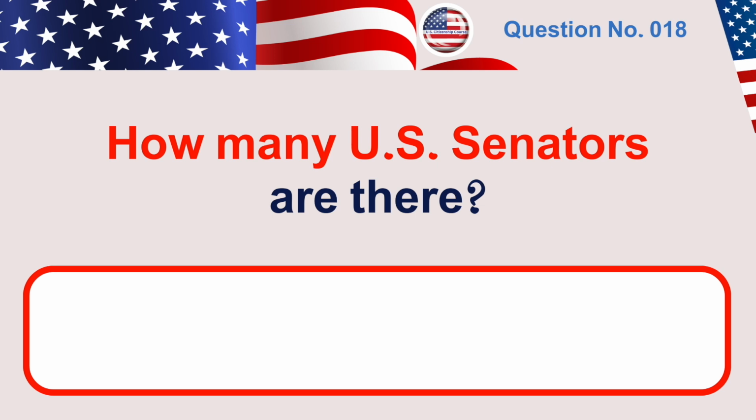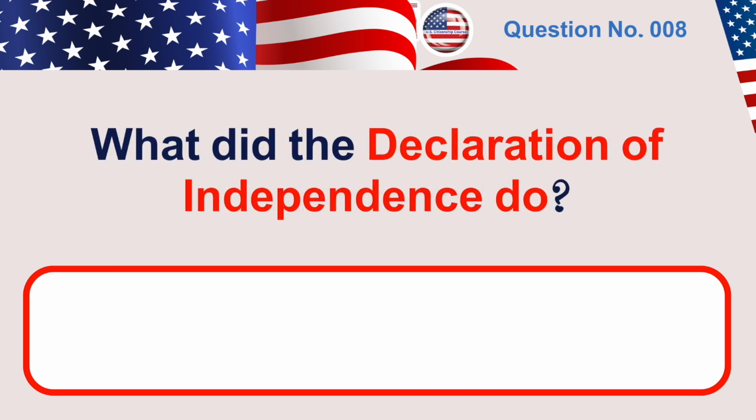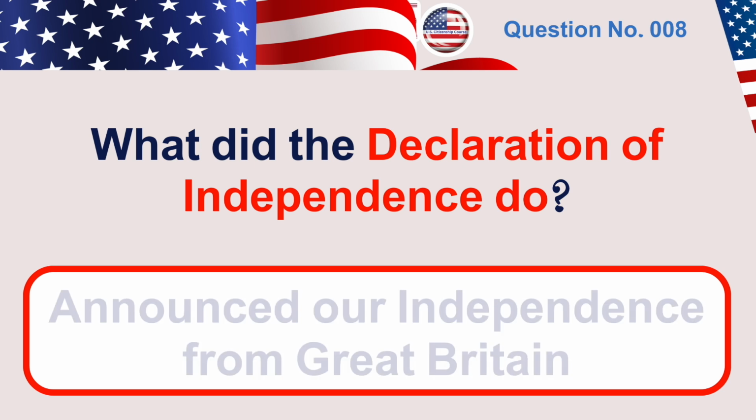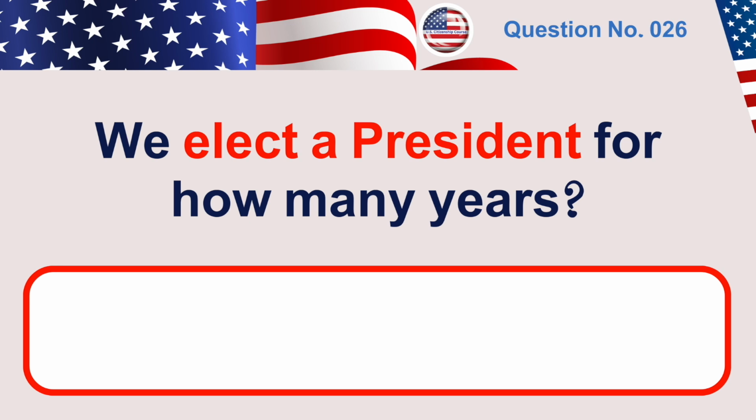How many U.S. senators are there? 100. What did the Declaration of Independence do? Announced our independence from Great Britain. We elect a president for how many years? 4.